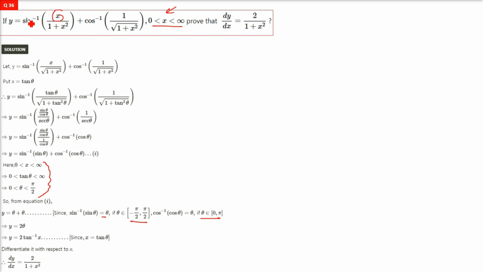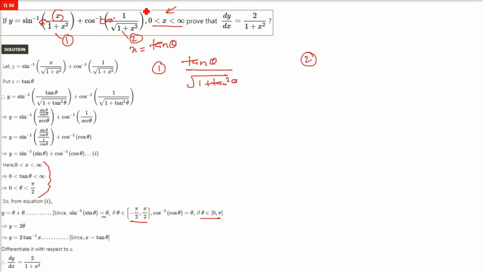So we'll put something here so that we get a sin inside. Here also we put something so that we get a cos inside. So this x is equal to tan theta we are going to replace. This is 1 and 2. So let us take 1, this x by 1 plus x square. So I am replacing it by tan theta by 1 plus tan square theta. This is our first one.